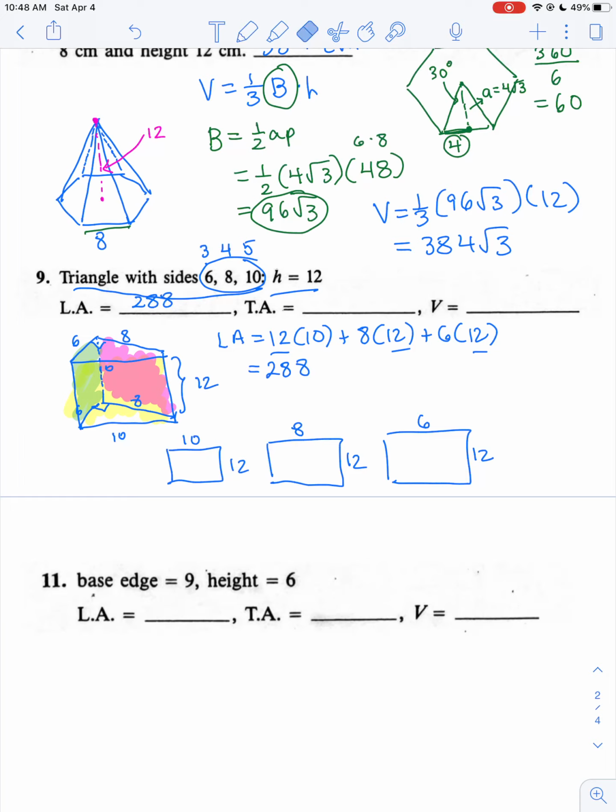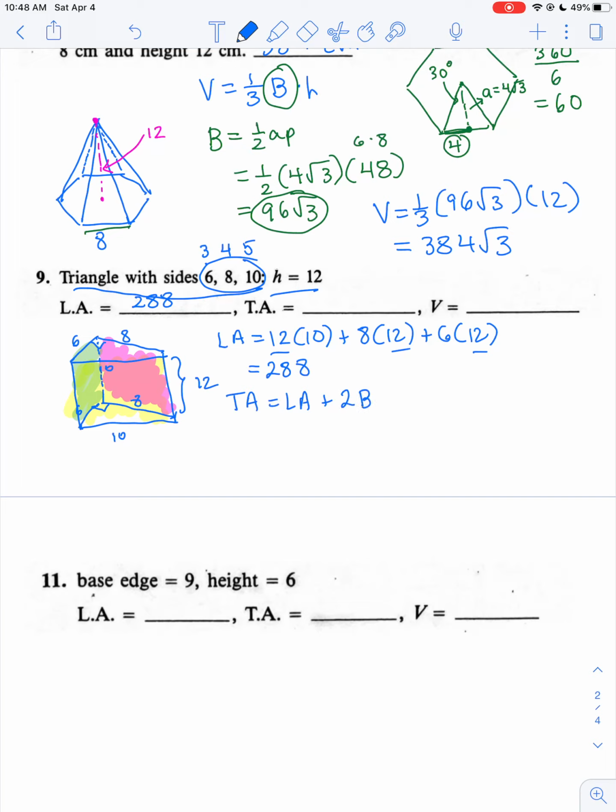Now the next problem, let me go ahead and erase this bottom portion. The next problem is going to ask for total area. So total area, if we remember, is lateral area plus we have a top and a bottom, so plus 2 times the area of the base. So the lateral area we just found was 288.